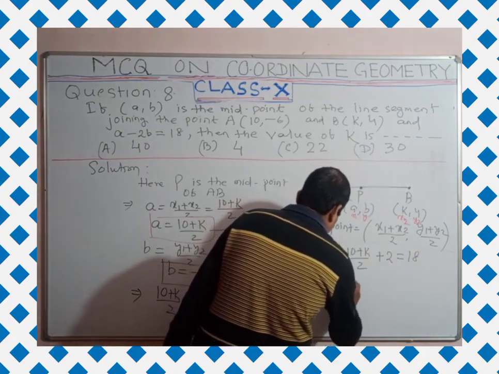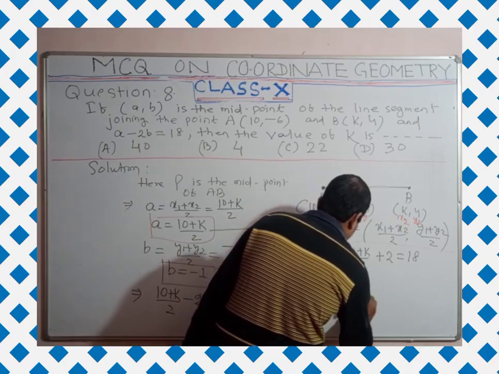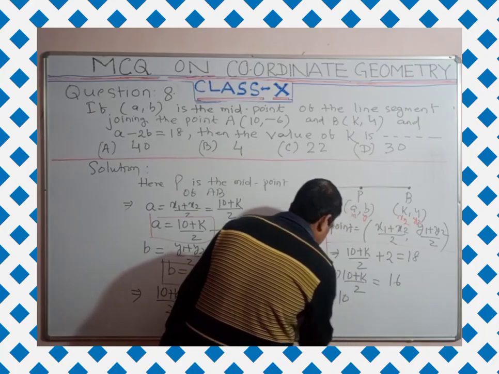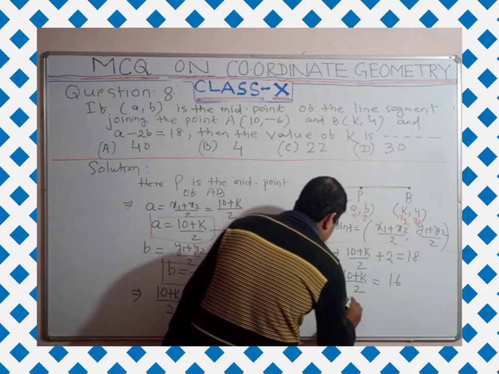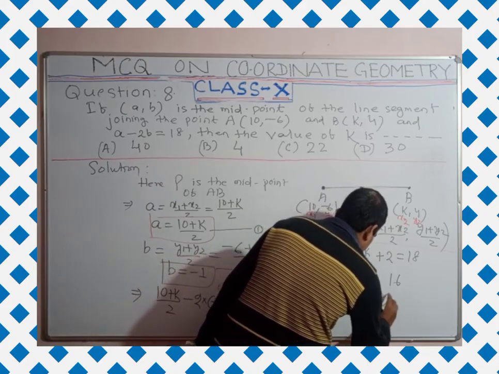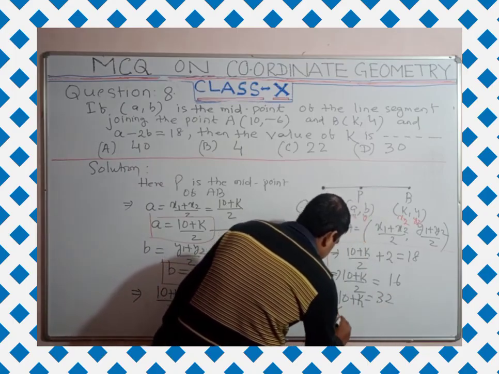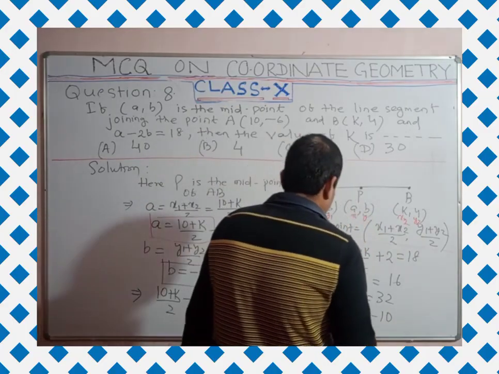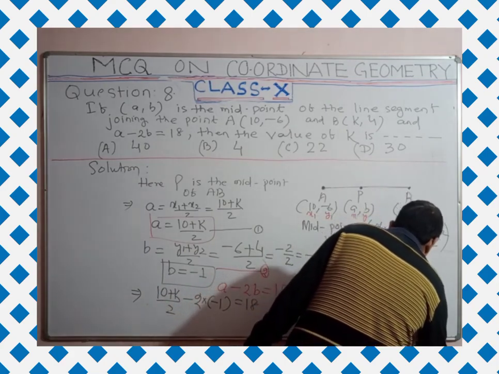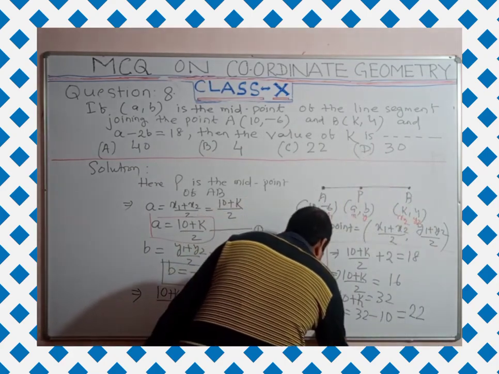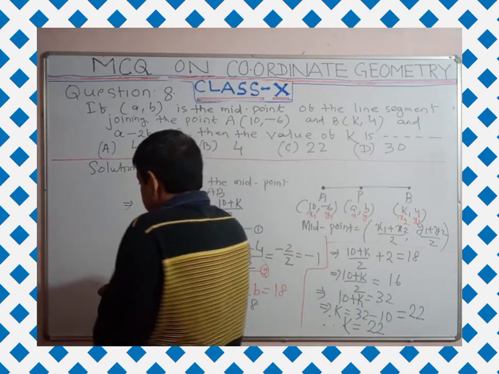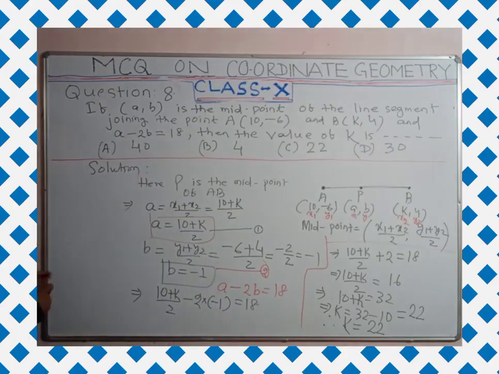That implies (10 + k)/2 = 18 - 2 = 16. So 10 + k is equal to how much? 16 times 2 is 32, and that implies k = 32 - 10 = 22. Hence we got k = 22. So if k is equal to 22, what is the correct option?